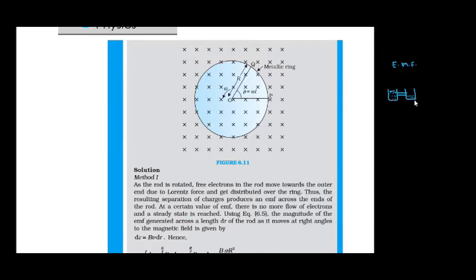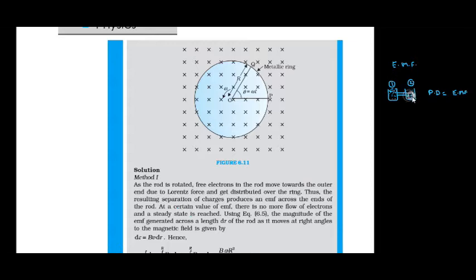Consider this. Imagine this. So what will happen? Electron will flow from here. This is called potential, and the difference in potential is called potential difference, PD. Potential difference is the EMF. So what will happen? Electrons will start flowing from 1 to 2.